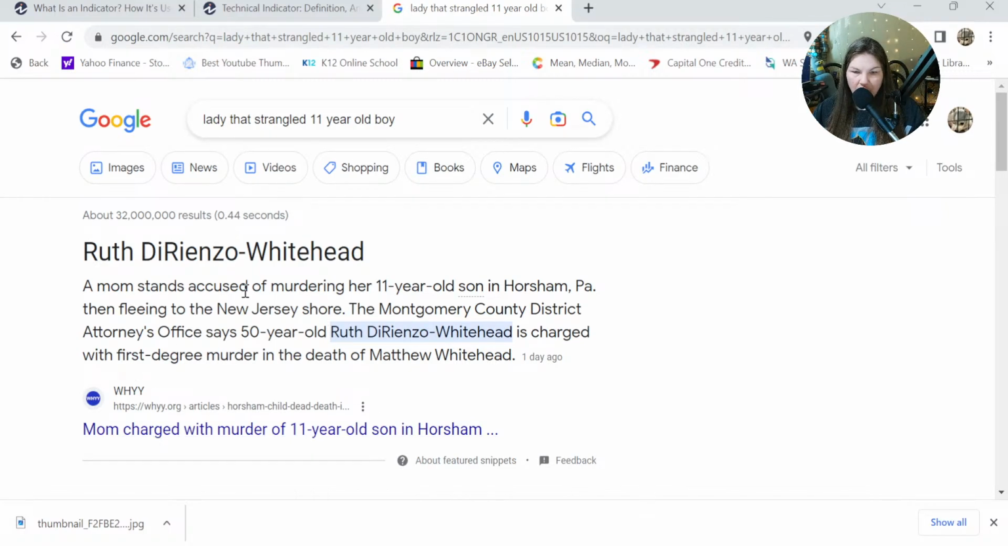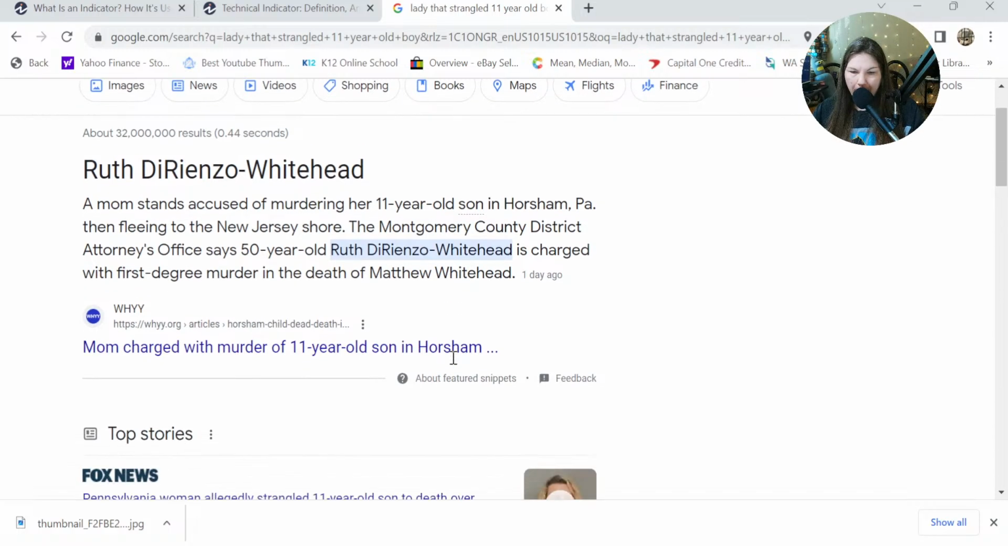Ruth DeRenzo Whitehead. A mom stands accused of murdering her 11-year-old son in Horsham, Pennsylvania, then fleeing to the New Jersey shore. The Montgomery County District Attorney's Office says 50-year-old Ruth DeRenzo Whitehead is charged with first-degree murder of the death of Matthew Whitehead.